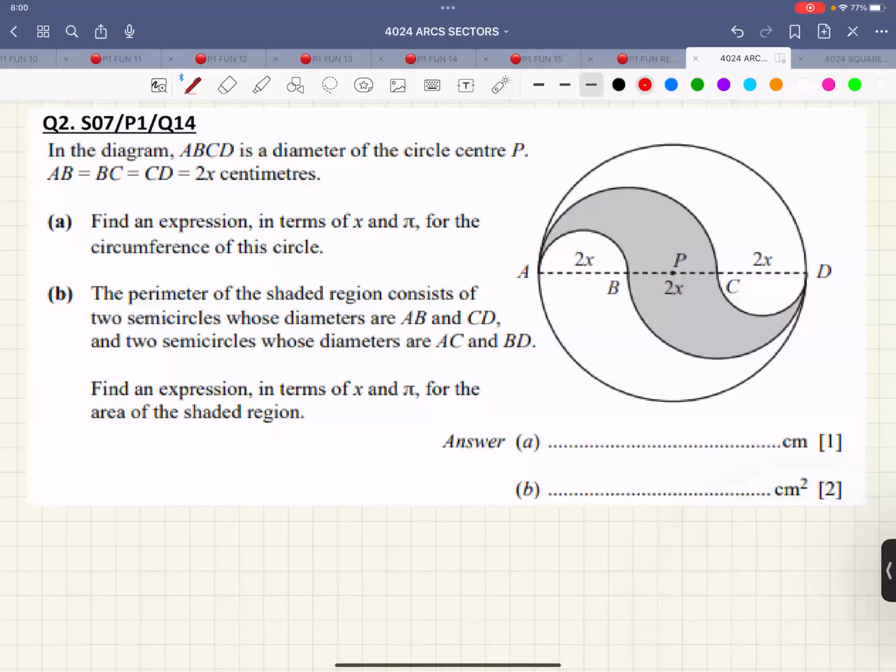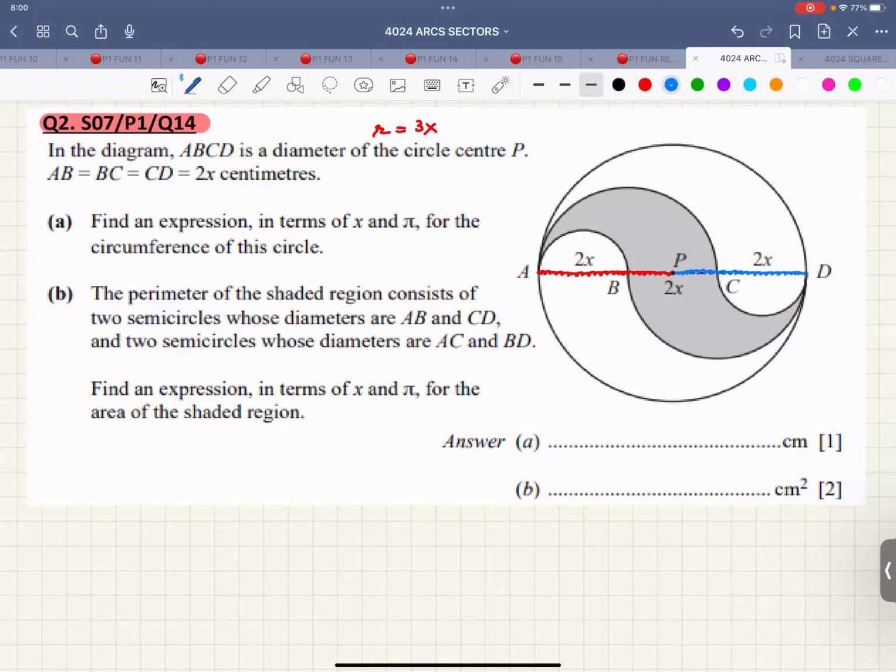Now, this question looks a bit different from others. The question says, in the diagram, ABCD is a diameter of the circle center P. Now, this is P. This is 2x. This is 2x. This is 2x. So the diameter has a length of 6x. Half of that is the radius. So first of all, radius is 3x for the big circle. So we have this thing, let me highlight it like this. This is 3x. And then this thing is again 3x.